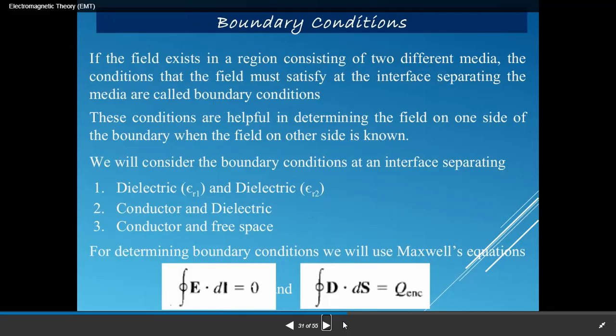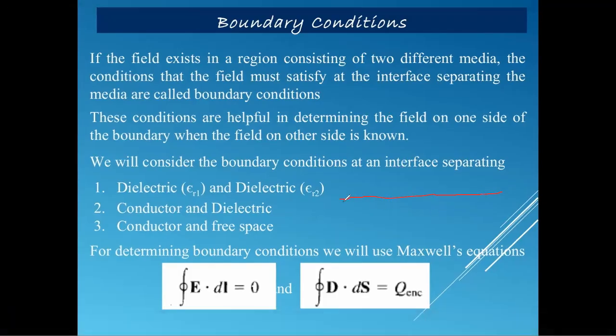So the boundary conditions, we will see what the result says and what the theory says right now. See, if the field exists in a region consisting of two different media, what I mean by two different media, let me give you a straightforward picture. See, this is an interface. What I mean by the interface or the boundary.